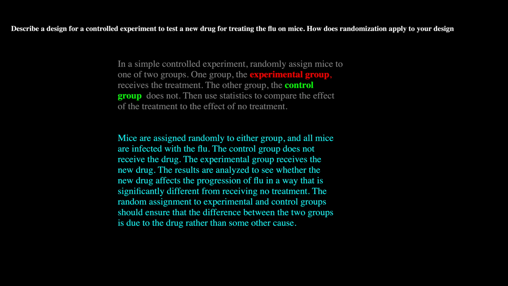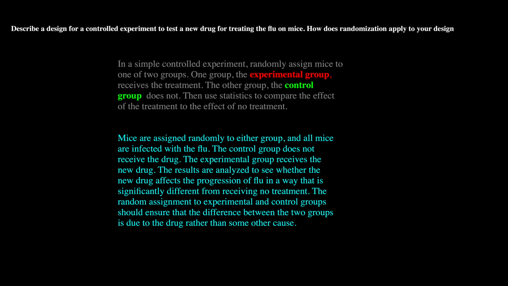So you do want to keep variability low between both test groups so that you could definitely test and see the significant outputs of your experiment. So here, to design this new test drug, mice are assigned randomly to either the experimental group or the controlled group, and all mice are infected with the flu. So each mouse gets the same version of the flu at the same time. The control group does not receive the drug, but the experimental group receives the new drug.